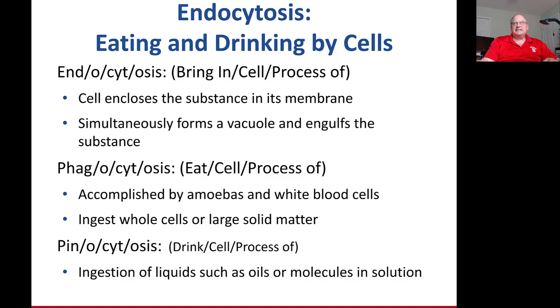Endocytosis, eating and drinking by cells. So endocytosis is the process of bringing things into the cell. The cell encloses a substance into its membrane, simultaneously forming a vacuole, or an enclosed area, and engulfs the substance. Now we have phagocytosis, which is the process of a cell eating, accomplished by amoebas and white blood cells, where they ingest matter.